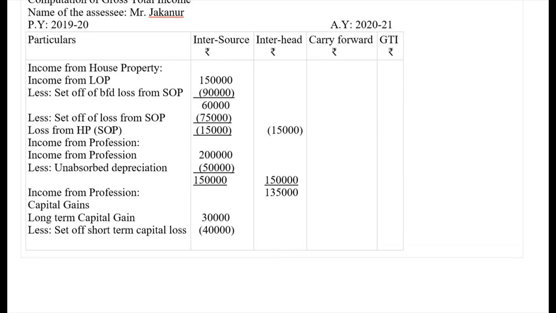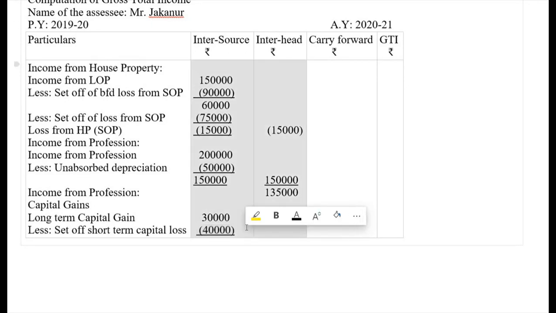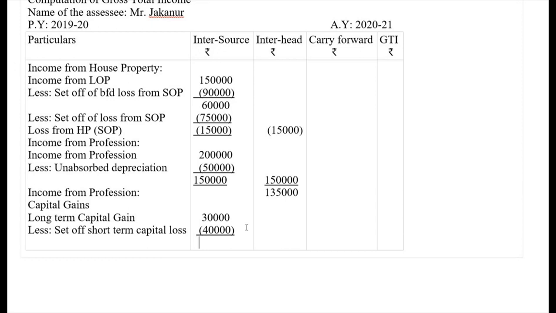So still there will be, let me underline here, this remaining 10,000 loss, which is a short-term capital loss, so 10,000 short-term capital loss, which shall be adjusted against income from business here. So now let me underline here. So still there is income from business of rupees 1,25,000 here.